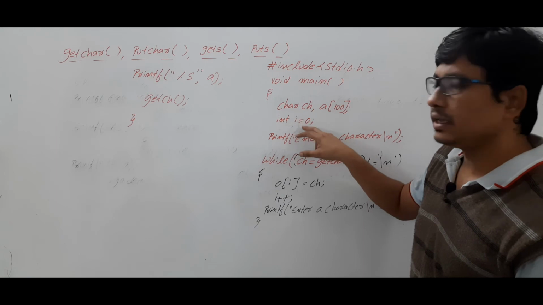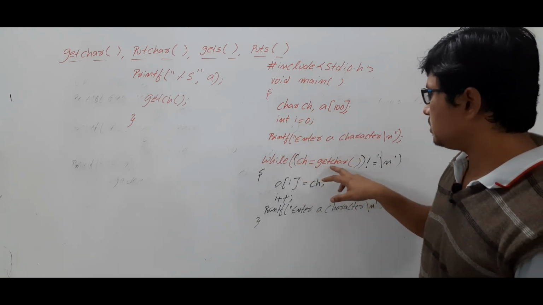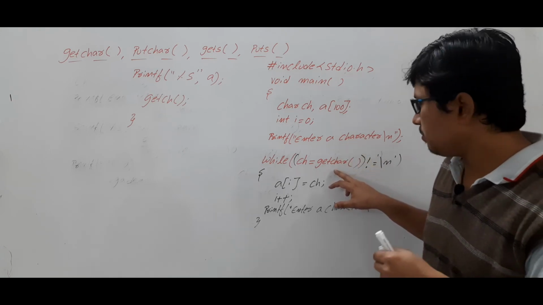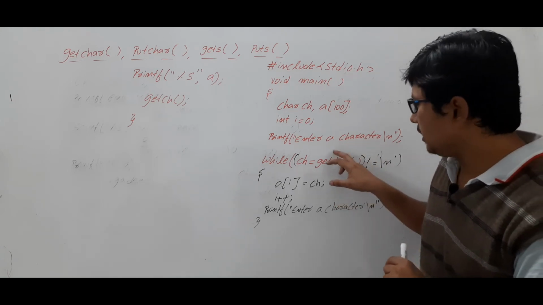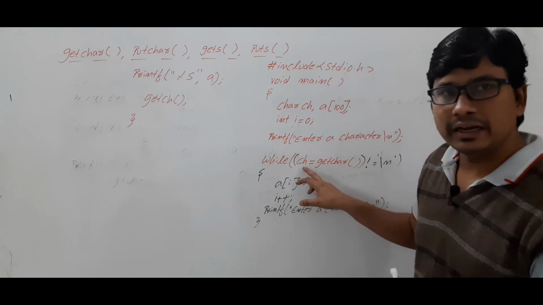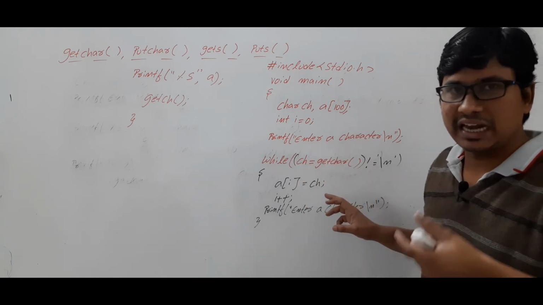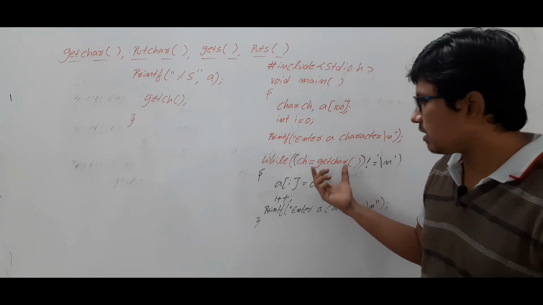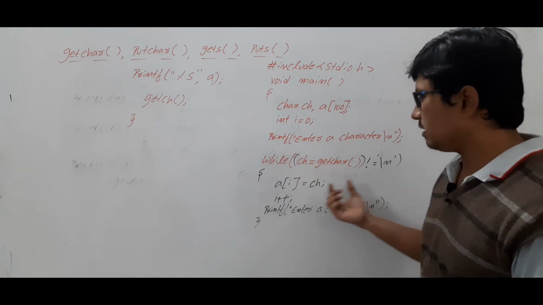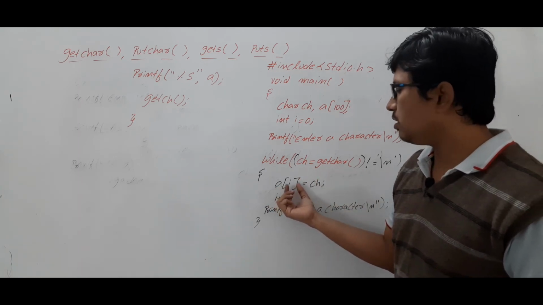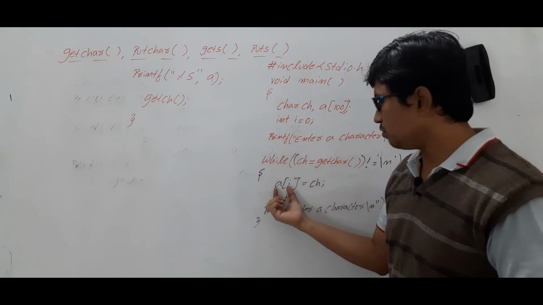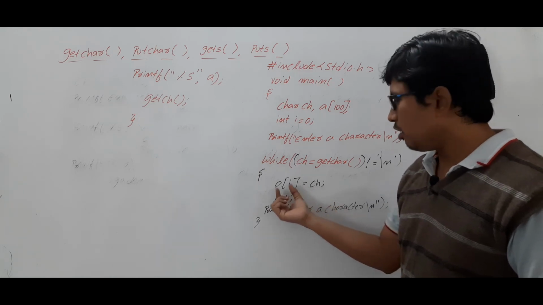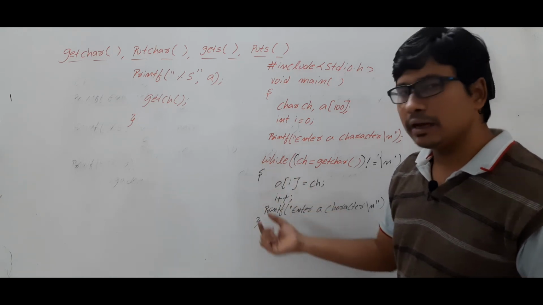We have taken I is equal to 0. So ch is equal to getchar. The user will enter a character. That character will be read by the function called getchar and it will be stored in the variable ch. Then I am checking whether ch is equal to \n or not. If it is any other character other than \n, I am storing it in a of I. Initially the I value is 0, so whatever the first character the user has entered, I am storing it in the a of 0 location. Then I am incrementing the I value.